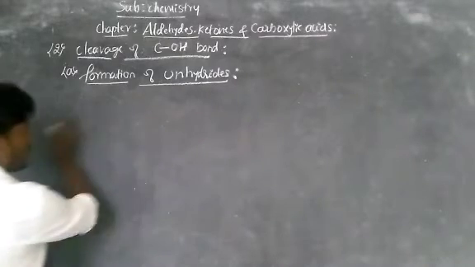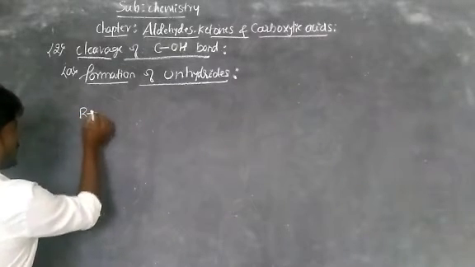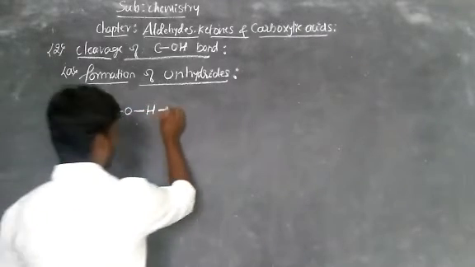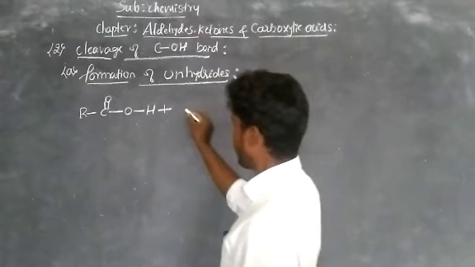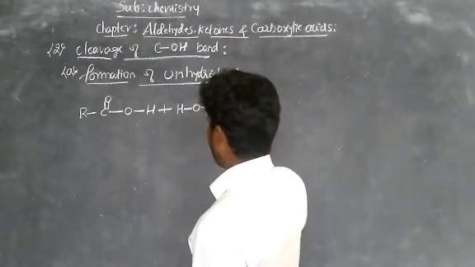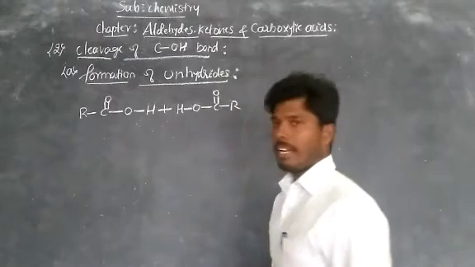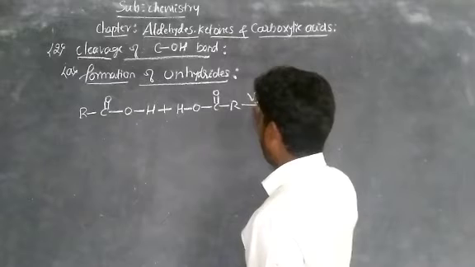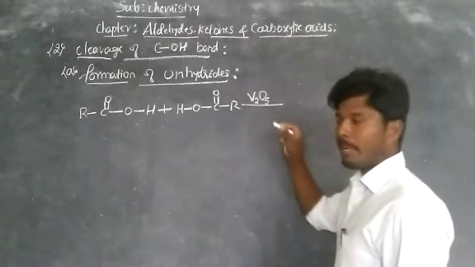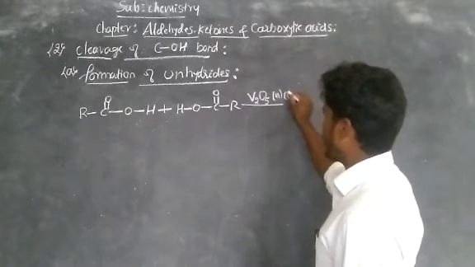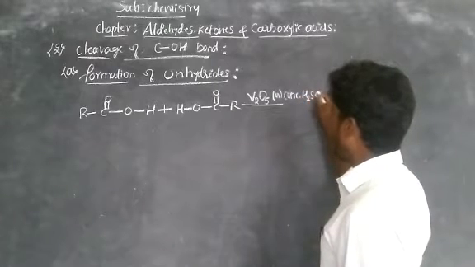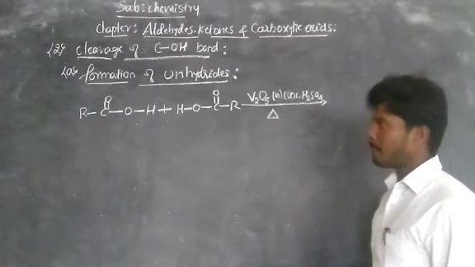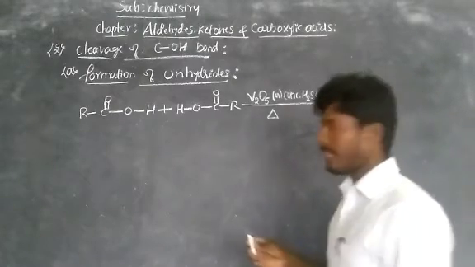Now observe here, a carboxylic acid, C double bond O, bond H, plus one more carboxylic acid, that is H bond O, C double bond O, bond R. We are taking two carboxylic acids. These two react together in the presence of vanadium pentoxide, V2O5, or we can also take concentrated sulfuric acid, anyone among these two. On heating, condensation takes place, meaning removal of water or dehydration takes place.